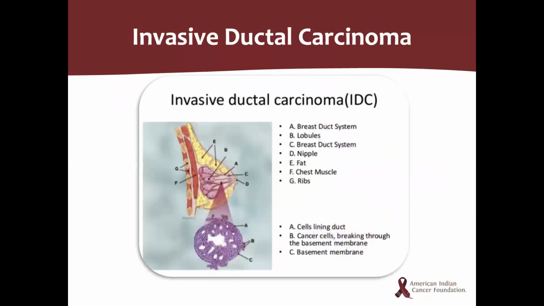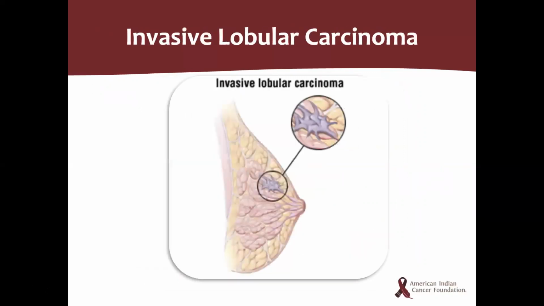In this picture of invasive ductal carcinoma, you can see a blown-up image of a milk duct. Here, the cells of the lining are growing abnormally and invasively. In invasive lobular carcinoma, the cancer has broken out of the lobule and can potentially spread to the lymphatic system. This image depicts the cancer breaking out of the lobule.